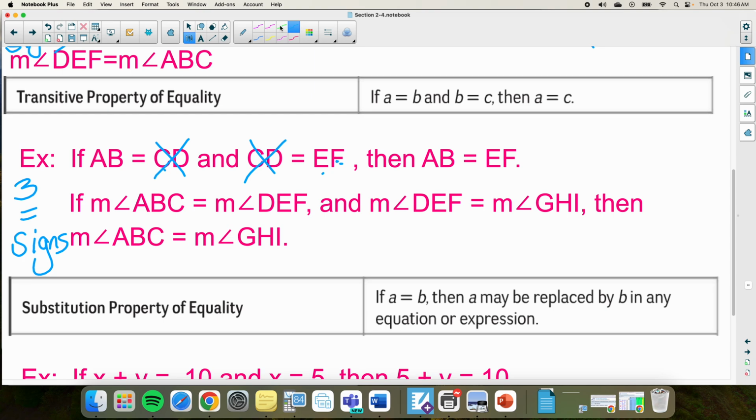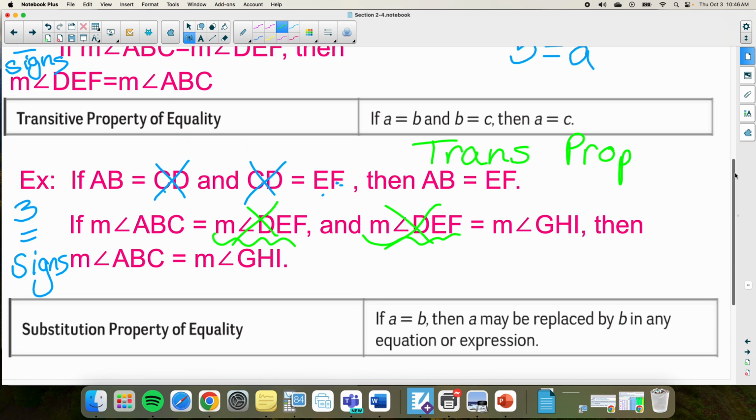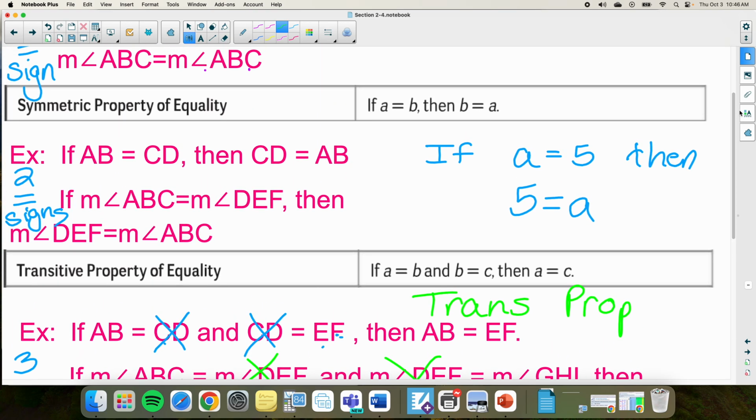This one is the same way. Notice the ending of the first equation and the beginning of the second are the same. So we cross those out and the outside two are equal. And how I abbreviate that is TRANS prop. Let's see if I showed you. No. Symmetric, I do SYMM prop.